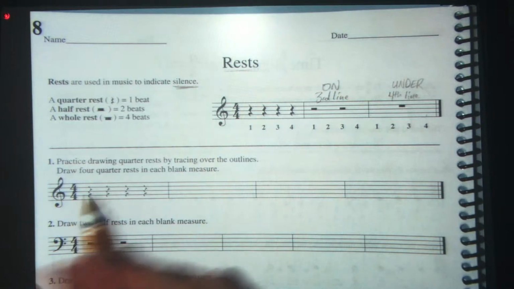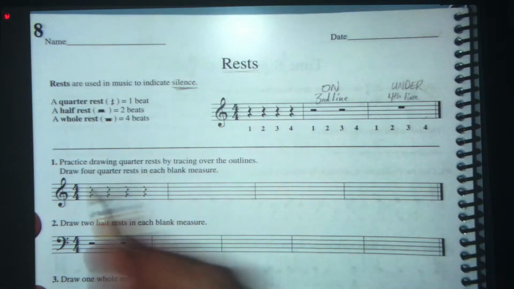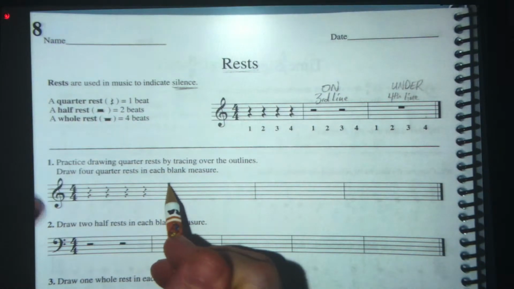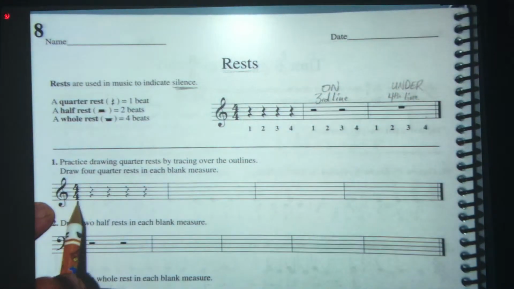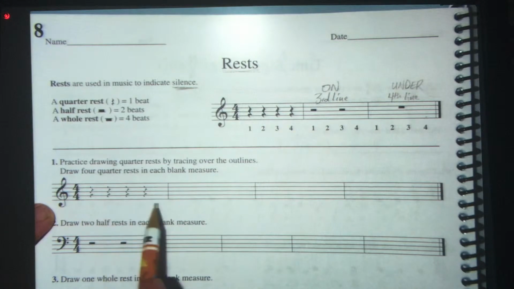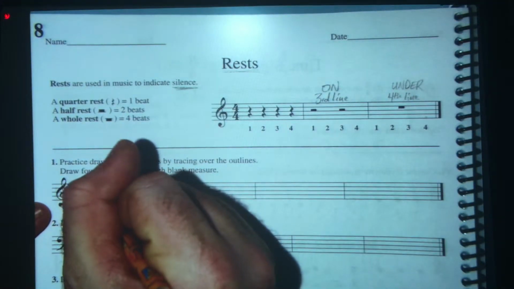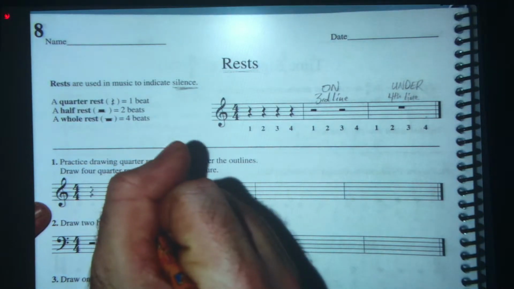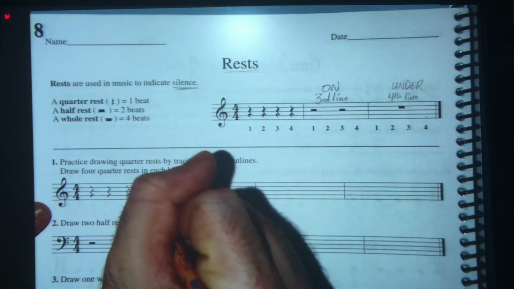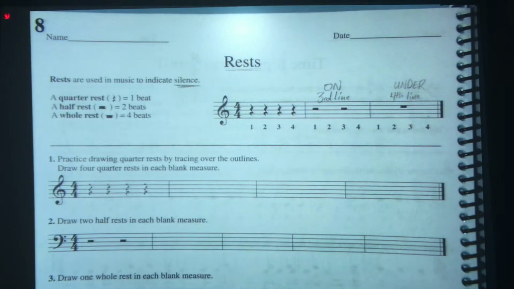Number 1, practice drawing quarter rests by tracing over the outlines. Draw 4 quarter rests in each blank measure. Since we're in 4/4 time, also called common time, we have to draw 4 quarter rests because they want 4 in each. So we would start here, and we would do that. We would follow them, and we'd find that it's really hard to indicate where they are. You'll notice they start around the 4th line and they end about the middle of the first space.